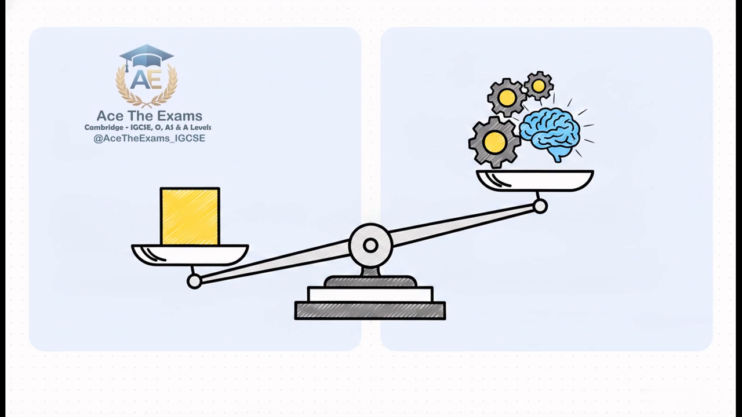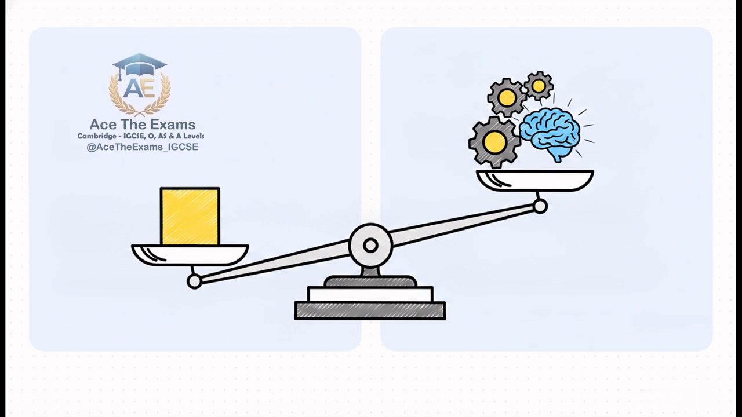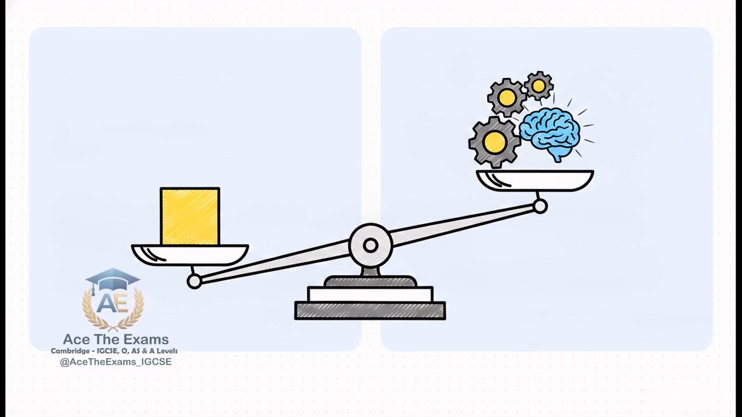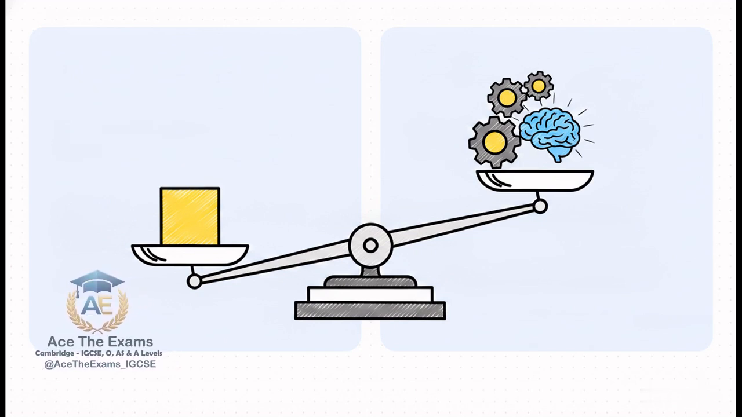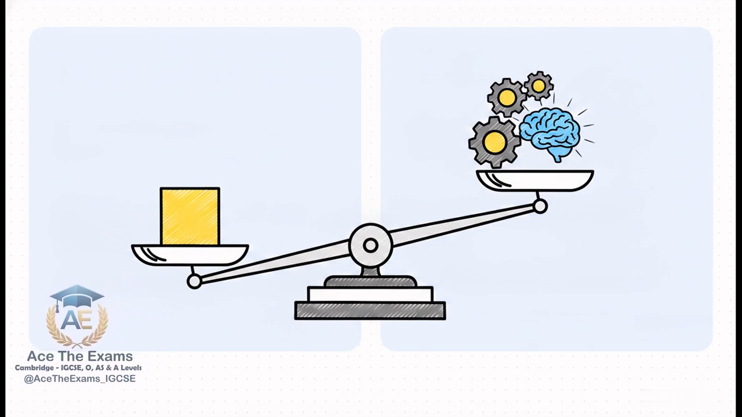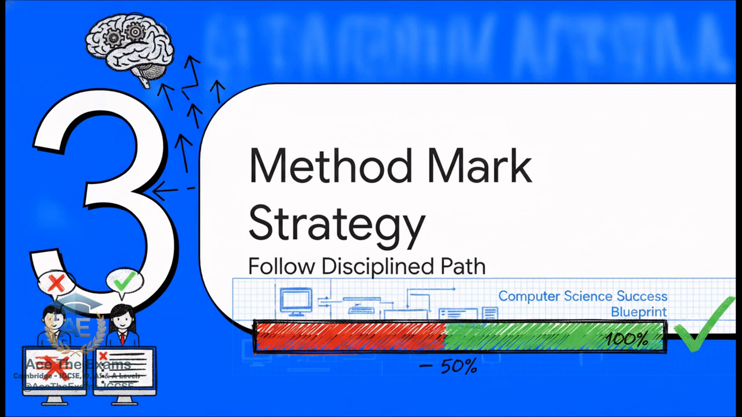Do you see the difference? The red pen marks just transformed into green check marks. That is a masterclass explanation. But be warned, if you skip straight to the explanation without clearly naming the concept first, your answer will just confuse the examiner. You have to build it step by step. Section 3, the method mark strategy. This is your disciplined path to replacing randomly ordered facts with a clear, logical answer structure.